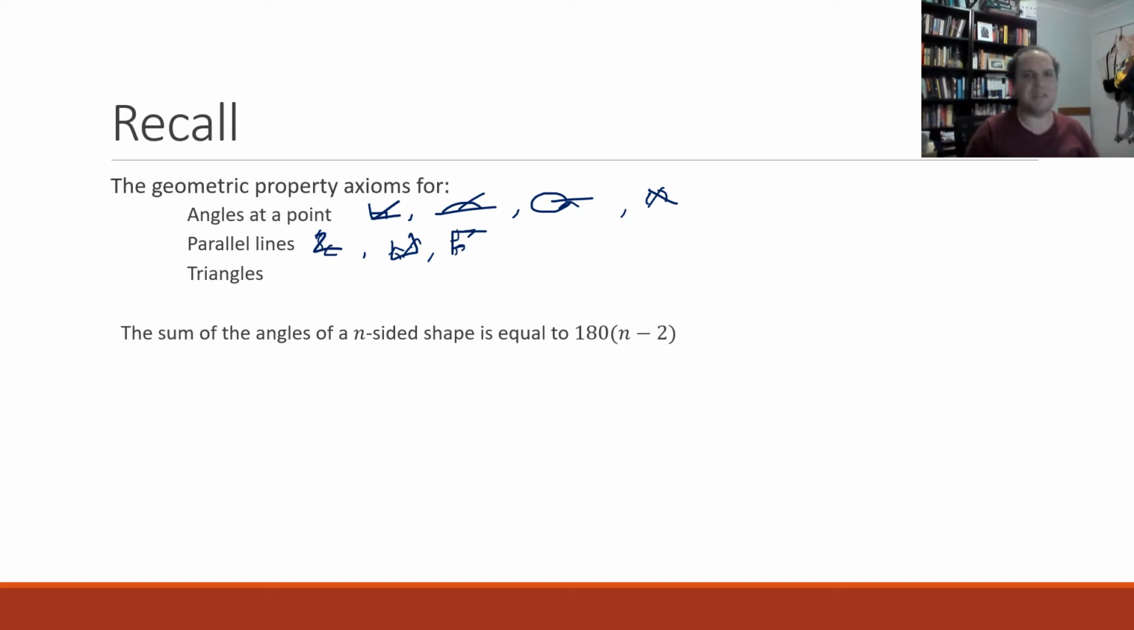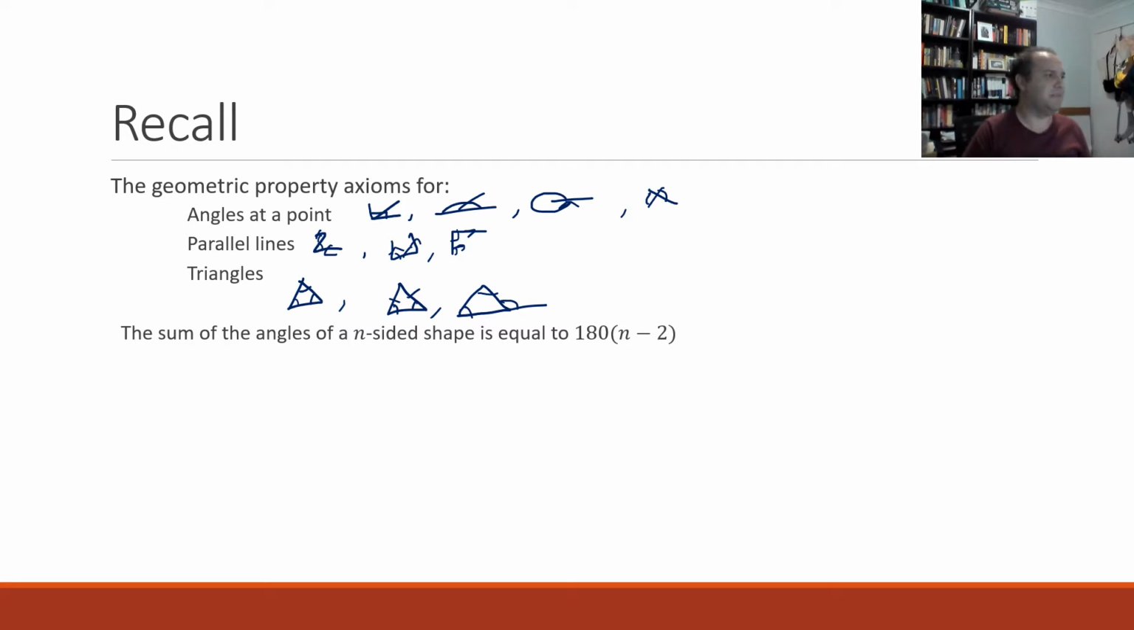Some of those things you should be familiar with. Also for triangles, all angles in a triangle add to 180. For an isosceles triangle, two angles are the same size. What other ones have we got? The exterior angle of a triangle is the sum of the two opposite interior angles. Those are some of the rules you'll need to remember throughout this geometry unit.